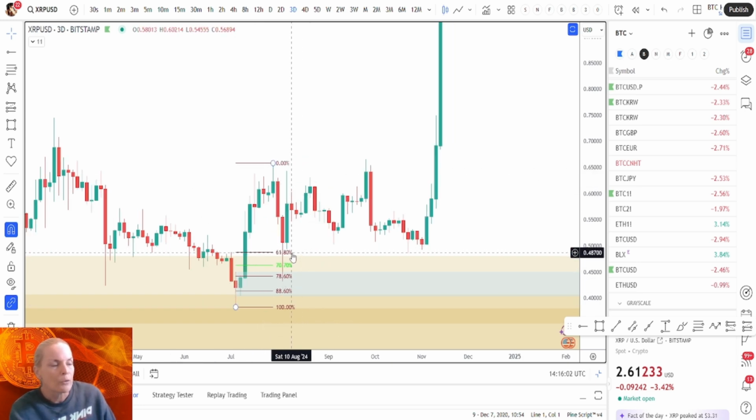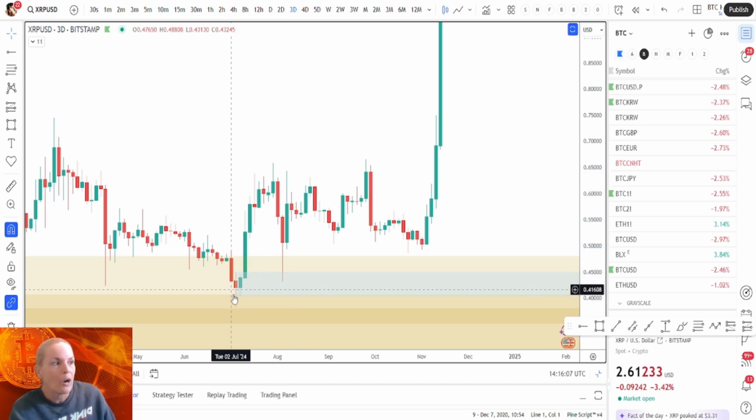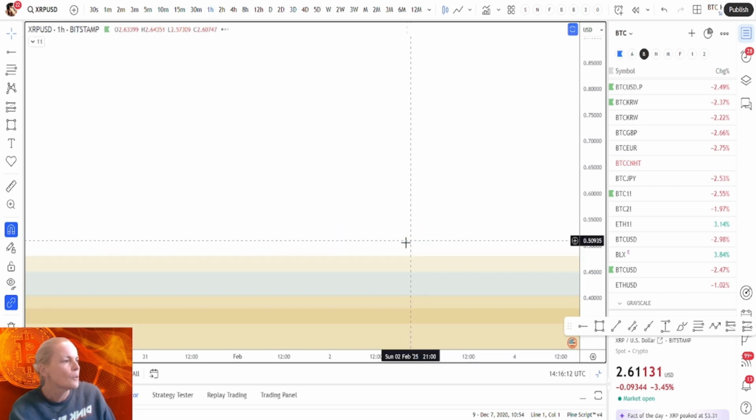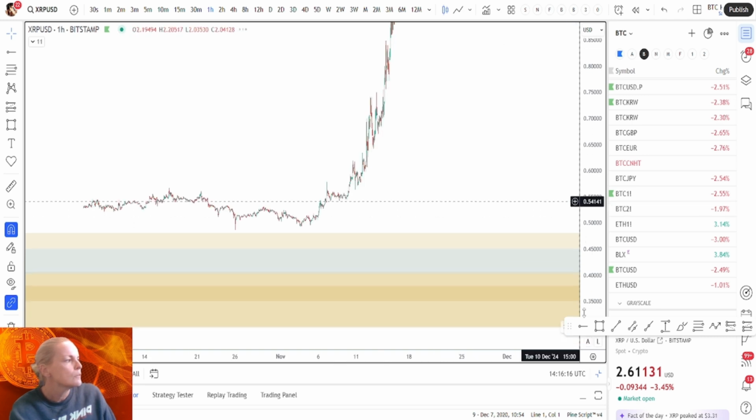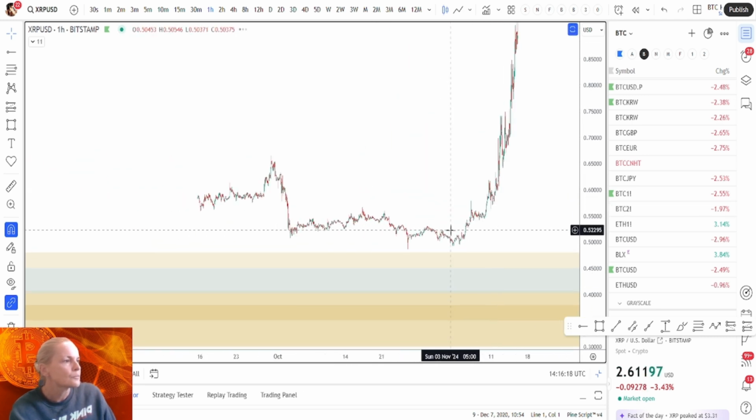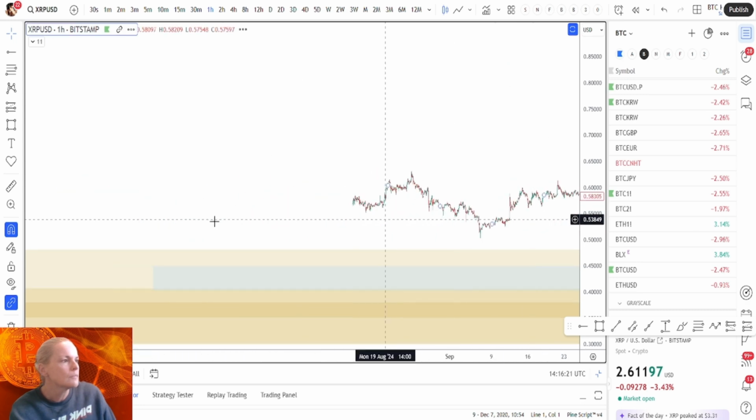So I guess all these remaining options are the confirmation entries, after a test. And let's try and see if we can find something lower time frame to illustrate. Where's my chart gone? Where is that daily?